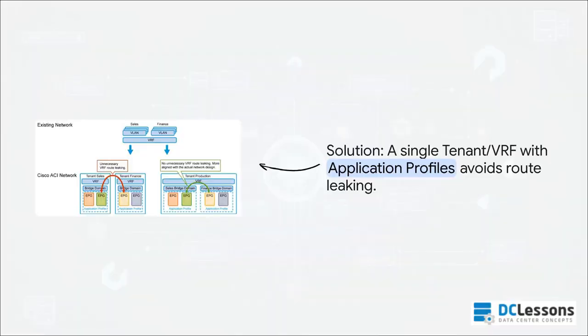Now, contrast that with the ACI native design on the right. See how much cleaner that is? Instead of two tenants, we put both departments into a single tenant, production, with one shared VRF. The logical separation doesn't happen at the routing layer anymore. We push that down to the application profile and EPG level, where we can apply policy. This design is so much more elegant, it actually matches what the business needs, and it completely gets rid of that messy, complex route leaking we saw before.